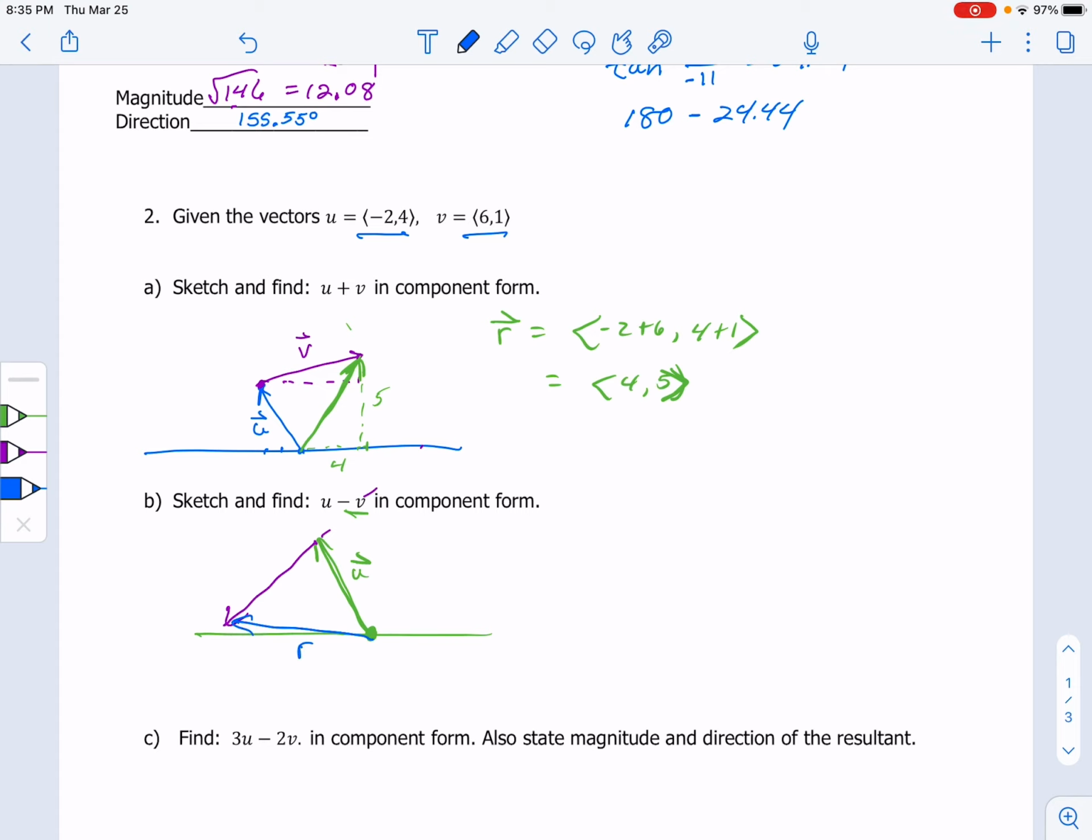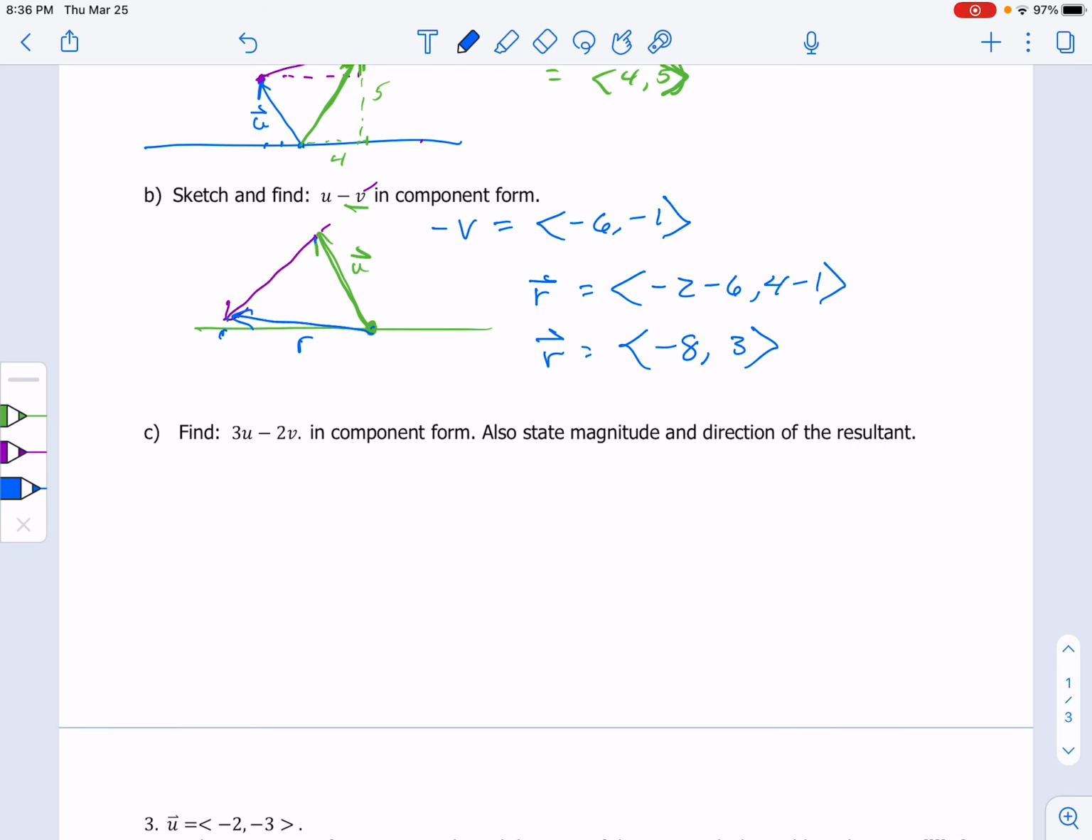Okay. Negative V is equal to <-6, -1>. If you subtract them, you just subtract the components. So my resultant is negative 2 minus 6 and 4 minus 1. And you end up with <-8, 3>. Okay? So you have to know how to draw them. It goes in the opposite direction. That's what the negative means. And that's about right. This should be over here at 8 and up by 3.